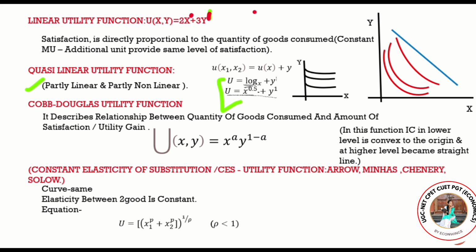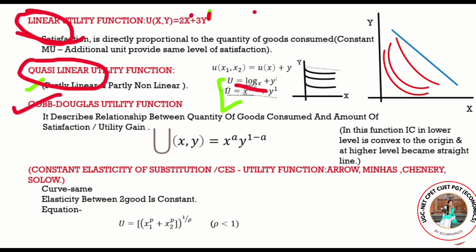Or in case of the second example, u equals x to the power 0.5. So 0.5 is not equal to 1, so it is non-linear, plus y to the power 1 means it is linear. So diagrammatically, we present the curve like this. Okay. So firstly it is linear and then it is horizontal. Whenever there is any kind of word like linear or quasi-linear, always check their power, and if there is a log, then that is non-linear.